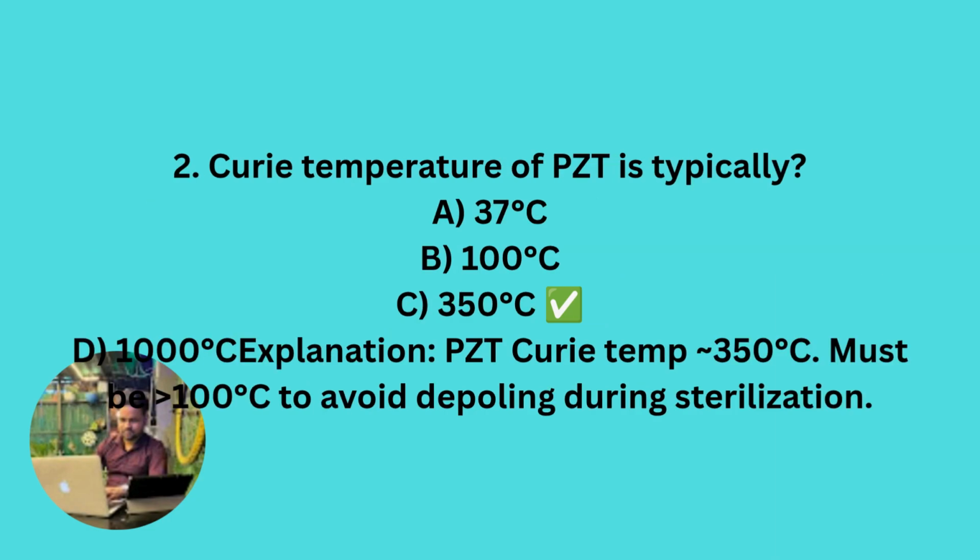Now we move on to the second question. The Curie temperature of PZT is typically A. 37 degrees centigrade, B. 100 degrees centigrade, C. 350 degrees centigrade, and D. 3000 degrees. Explanation: PZT Curie temperature is 350 degrees centigrade.